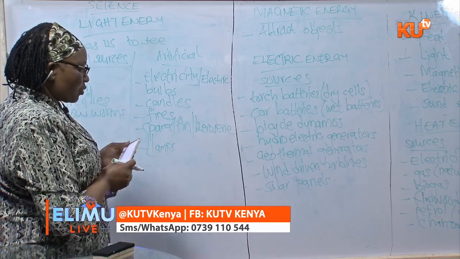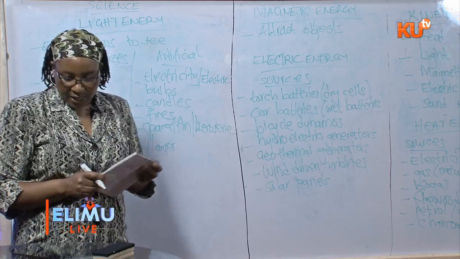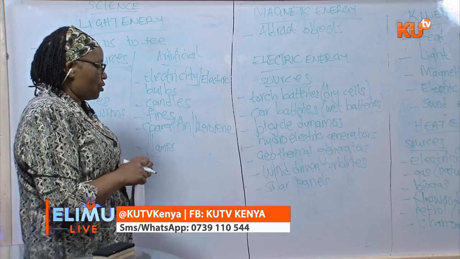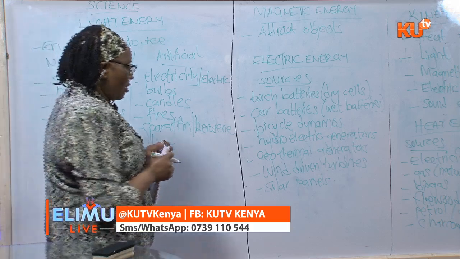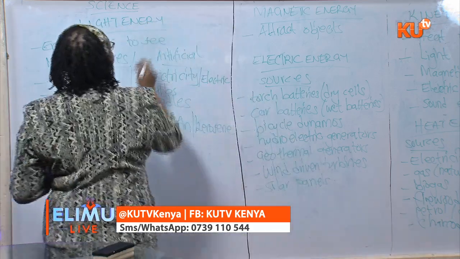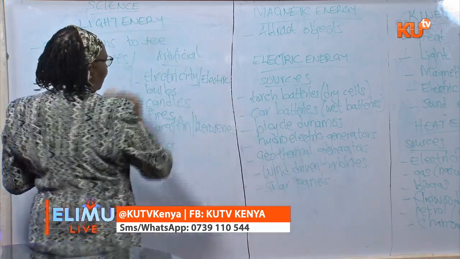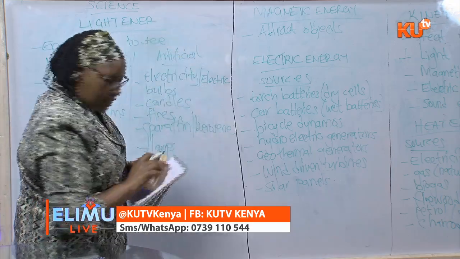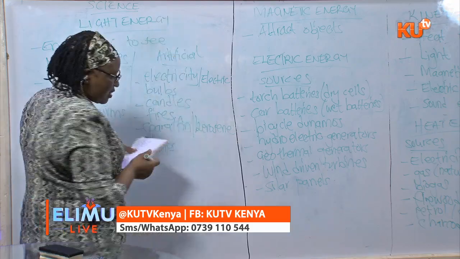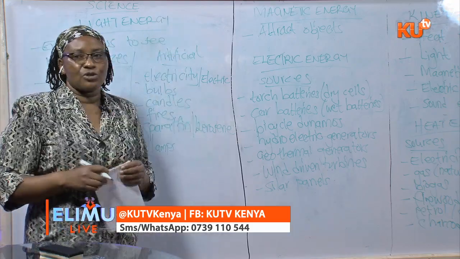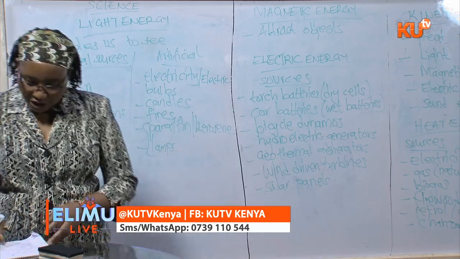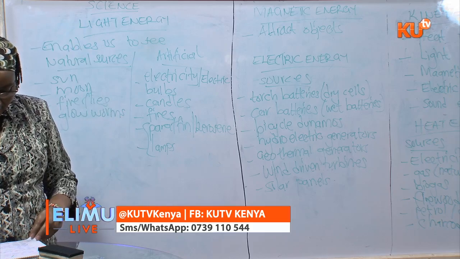The same case applies to solar panels. They absorb the light from the sun and turn these into electric energy. After absorbing the energy from the sun, this is what is turned into electric energy, and those are the sources of electricity or electric energy.